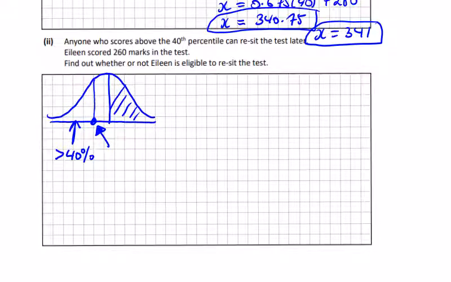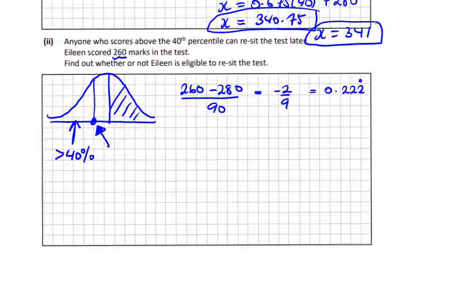So let's have a look at testing 260. 260 minus 280 over 90 is going to give me minus 20 over 90, minus 2 over 9, which is 0.2 repeating. Minus, and if I go to 0.2 and take my 0.2, it's going to be close to 60%, 5871. We could go a little bit higher because it's 0.22, but we don't need to.